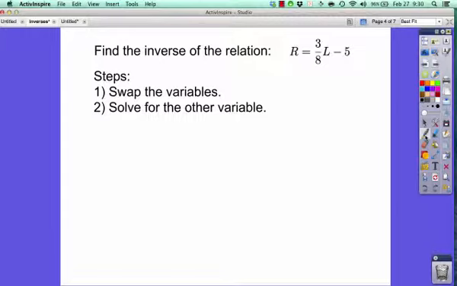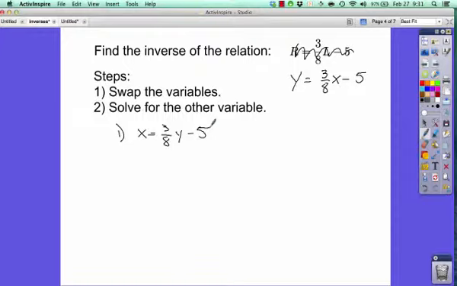So what we do here to find the inverse is the first thing we do is swap the variables. Actually, tell you what. Let's change this to x and y. The R and L is going to be confusing for us. 3 over 8. I pulled this from another problem, and it's actually going to be easier to do it with x and y. So the first thing we do when we're trying to find the inverse relation is we swap the variables. So we had y equals 3/8 x minus 5. Now we swap and we get, number 1, x equals 3/8 y minus 5.